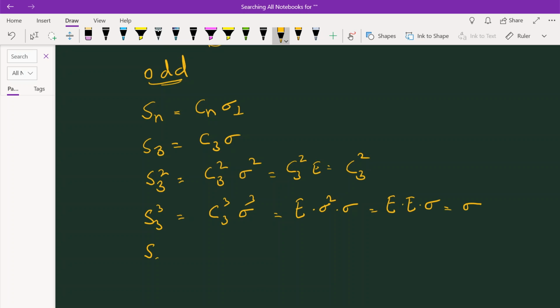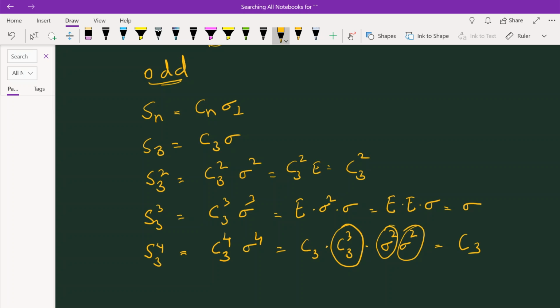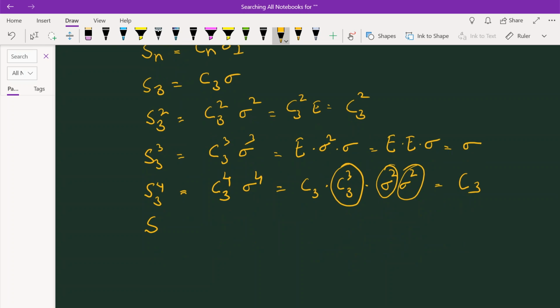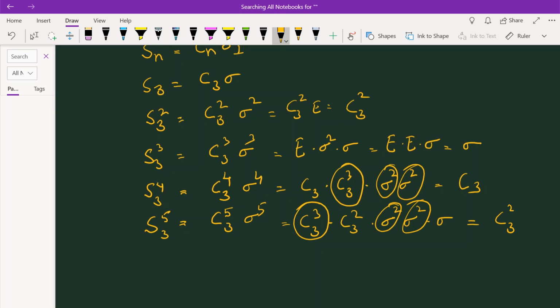S3 raised to 4 is nothing but C3 raised to 4 and sigma raised to 4. This is C3 dot C3 cubed dot sigma squared, which is nothing but E, so hence it is C3 only. Now we still haven't got E, so we will do one more. S3 raised to 5 is equal to C3 raised to 5 and sigma raised to 5, which is C3 cubed, C3 squared and sigma squared and sigma. This is nothing but the law of indices. Now this is E, this is E, which is equal to C3 squared sigma.